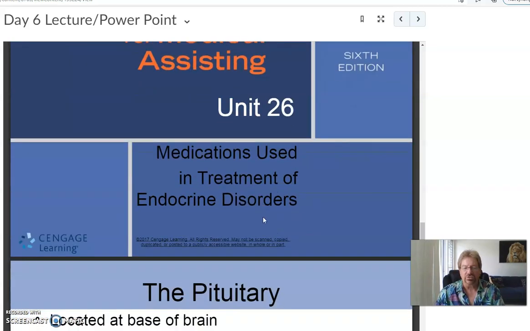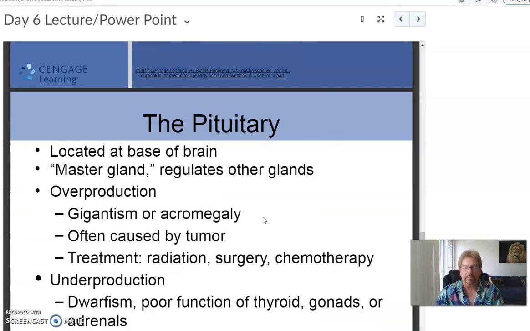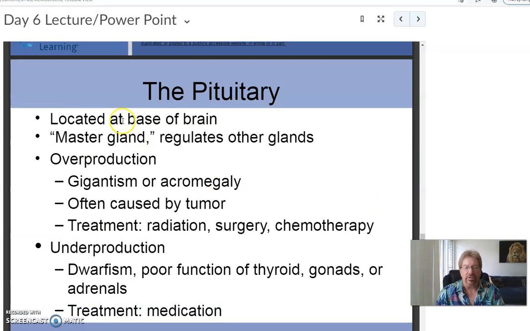Medication used in the treatment of endocrine disorders. The pituitary, located at the base of the brain in the sella turcica, is the master gland that regulates other glands. Overproduction, and what they mean is growth hormone, causes gigantism or acromegaly, often caused by a tumor. Usually it's a benign tumor, guys, but because it grows, it makes too much growth hormone.